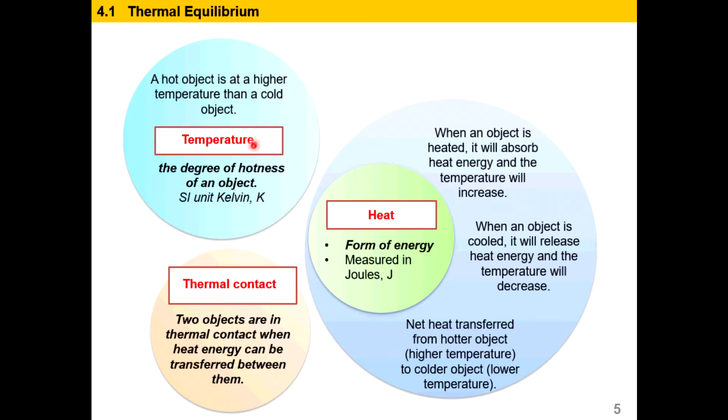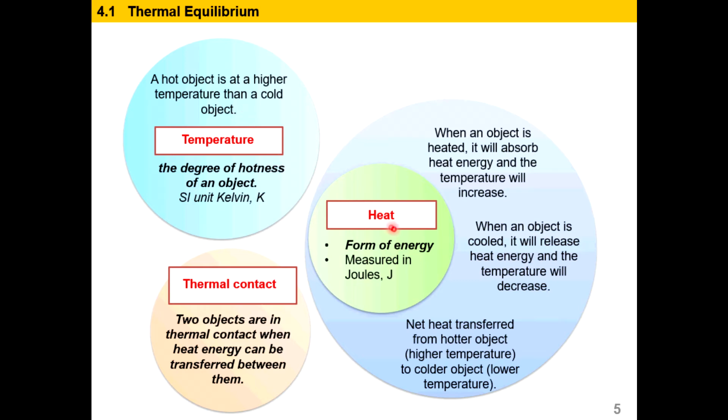Number 1, temperature. What is the meaning of temperature? Temperature is the degree of hotness of an object. The unit for temperature is Kelvin, an SI unit, and the symbol for Kelvin is capital K. A hot object is at a higher temperature than a cold object. I think everybody knows this one.